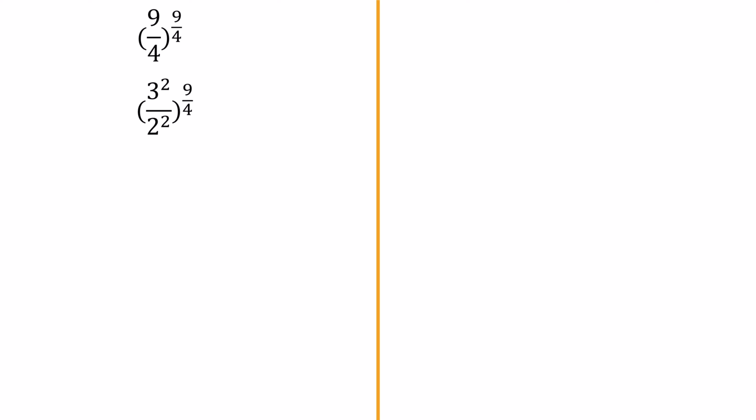So the first thing we'll do is to write 9 over 4 as 3 squared over 2 squared, since 9 is 3 squared and 4 is 2 squared. So you have 3 squared over 2 squared, all to the power 9 over 4.